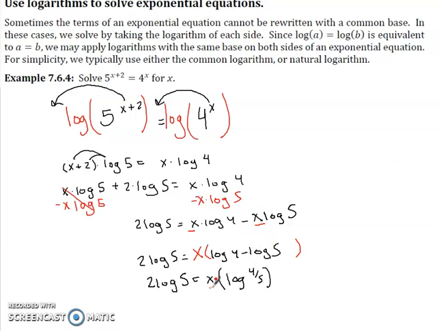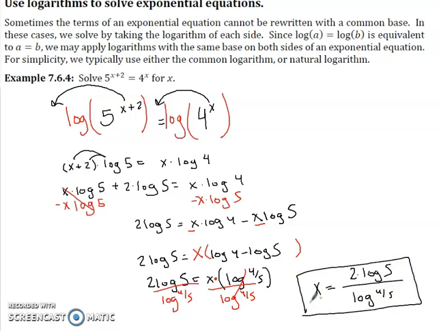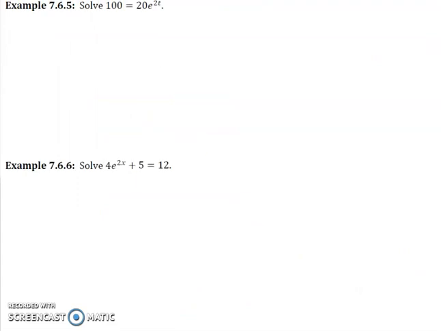To isolate x then, I just need to divide by that log of 4/5 on both sides of my equation. And we are done. X is going to equal 2 times the log of 5 over the log of 4/5. All right, go ahead and take a moment, pause the video, and practice these next couple on your own.